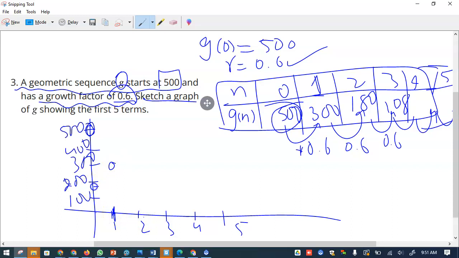2 is 180. 180 will be somewhere here. 4 is 108, will be a little down here. So you kind of get clearly, start from here and it's going down, decreasing. See this, it's like this. You don't have to do this, but I'm just showing this. It starts with 500 and goes on decreasing. But you're supposed to do only the numbers 0, 1, 2.